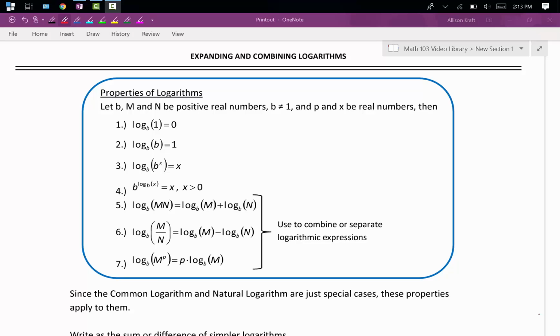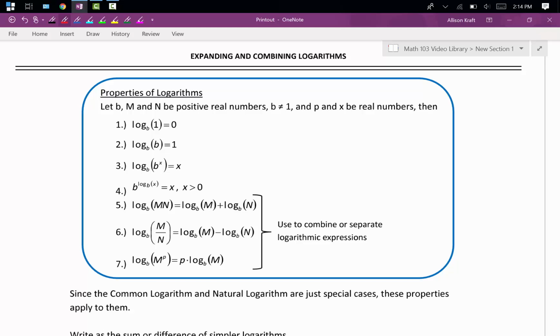In this video, we'll be discussing properties of logarithms and using some of those properties to expand and combine logarithms. Our first property says that log base b of 1 equals 0. We'll use our knowledge of exponents to help us understand why we have this property.